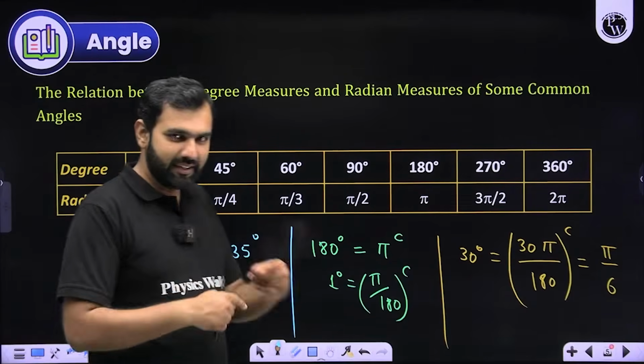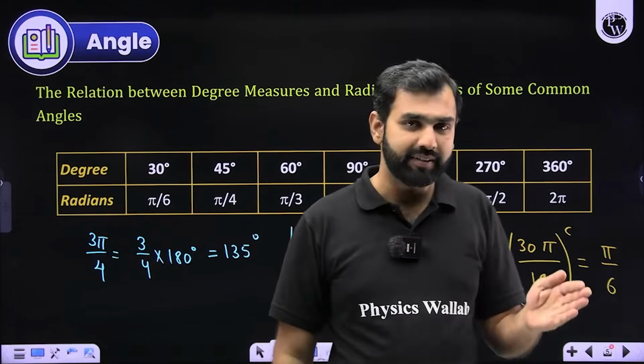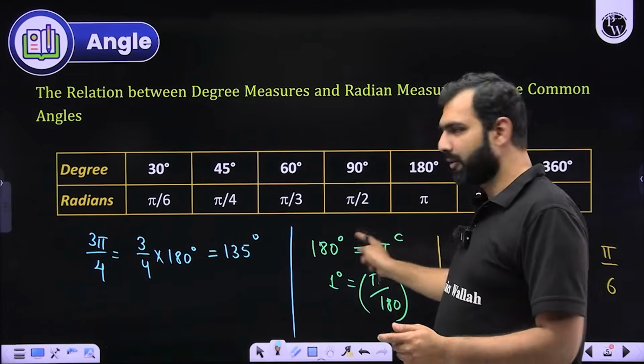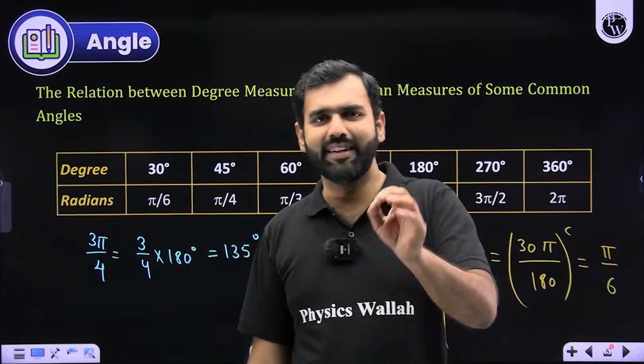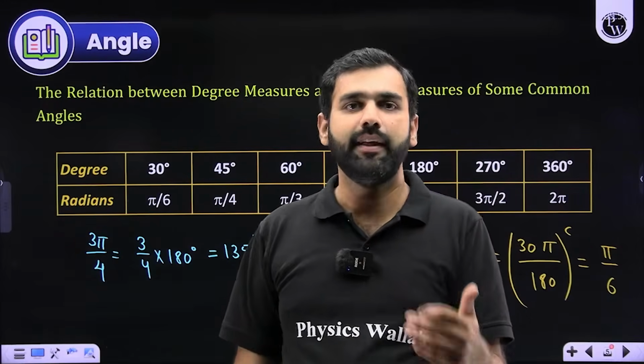So are you understanding this conversion both ways, how we get radians from degrees and how we get degrees from radians? The simple link is going to be this: pi radian is 180 degrees.